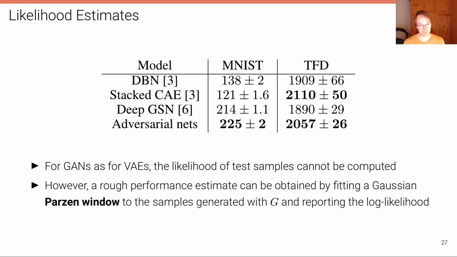What has also been done in this original paper is that, despite it being impossible for GANs to evaluate likelihood, we can approximate the likelihood, very roughly, by fitting a Gaussian Parzen window to the samples generated with G and reporting that likelihood. We used that in the paper to demonstrate that the likelihood achieved by adversarial networks is competitive with likelihoods achieved by comparable generative models.